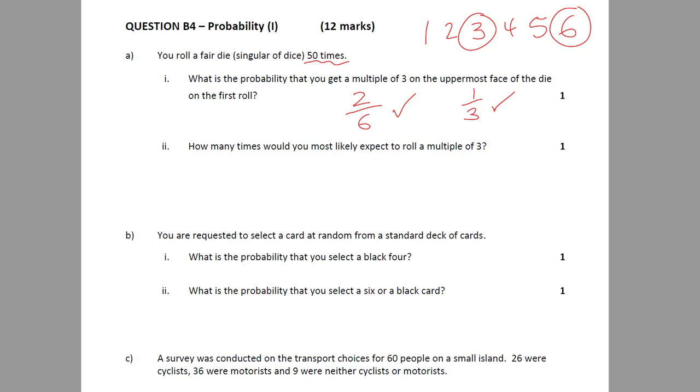Now, if I do that 50 times, my expectation would be the number of times I do something times the probability of the event I'm talking about. Here I'm doing it 50 times a third. It's 16.6 repeater. Don't leave it like that. Can you roll a multiple of 3 16.6 repeater times? No, it's got to be a whole number. And the nearest whole number is 17.